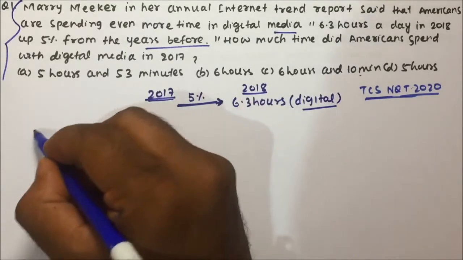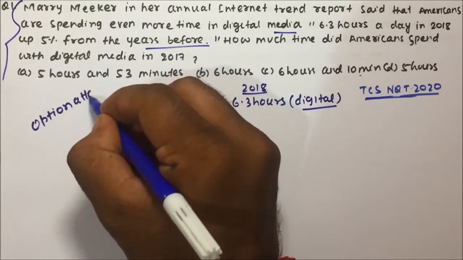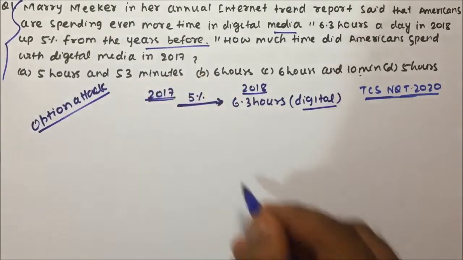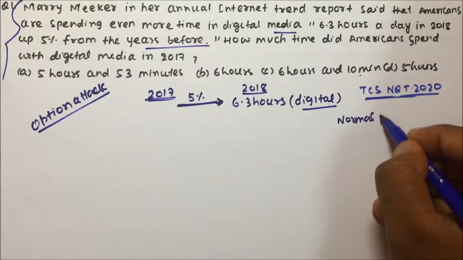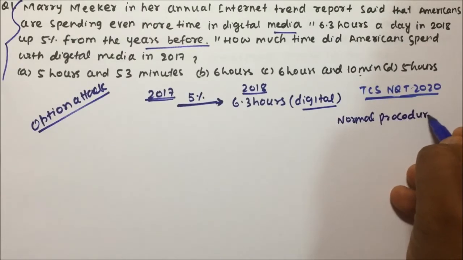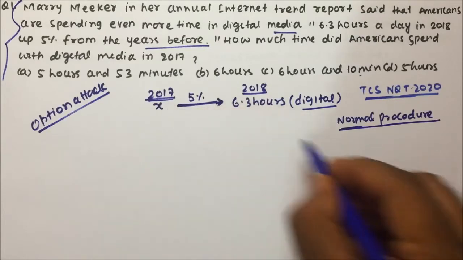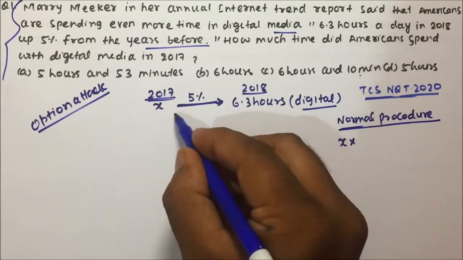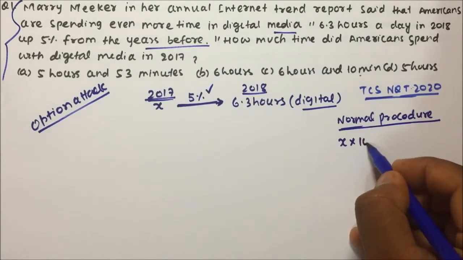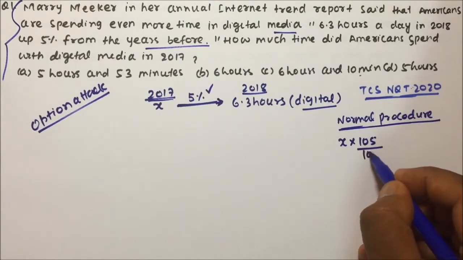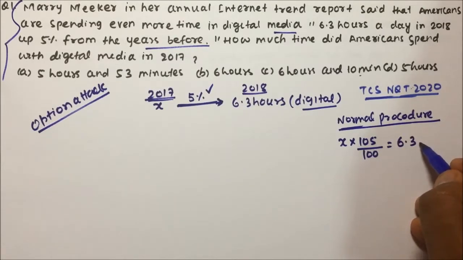So friends, this kind of question has to be solved using the option attack. If you want to go with the normal procedure, then what is that normal procedure? Let me say here. The normal procedure is, suppose they were spending X hours in 2017 and then 5% more. So friends, I said if there is anything more, then add it to 100 and divide it by 100, and then it will be equal to 6.3 hours.